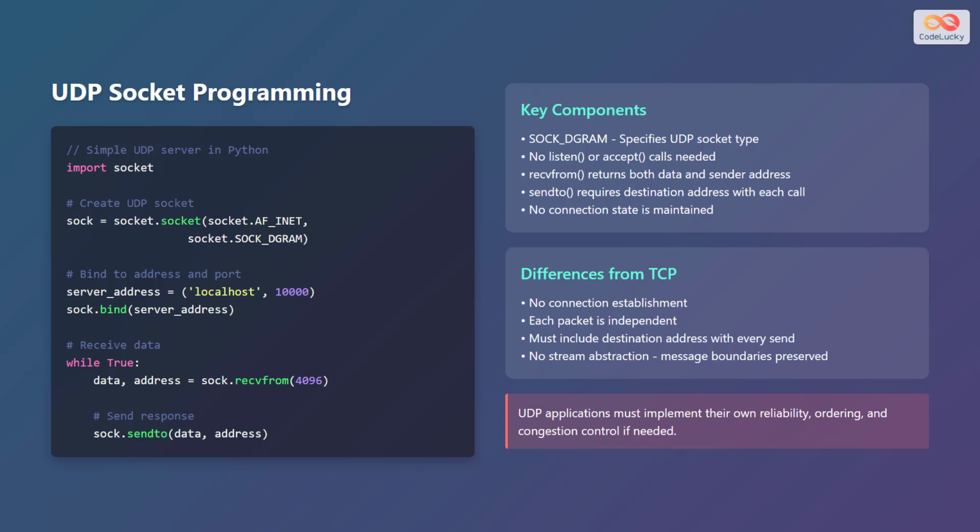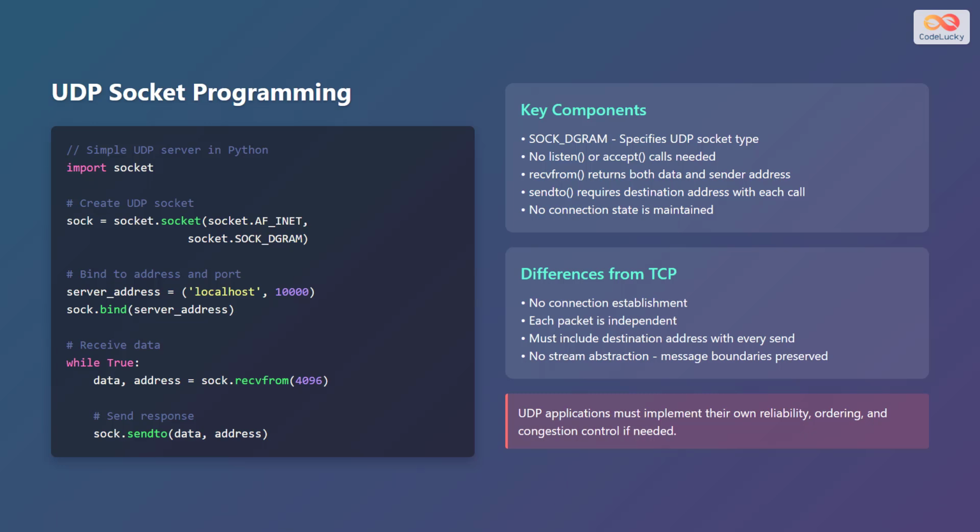Key components here include the use of socket datagram to specify the UDP socket type. Notice that no listen or accept calls are needed in UDP programming. Also, recvfrom returns both the data and the sender's address. And lastly, sendto requires the destination address with each call, as no connection state is maintained.